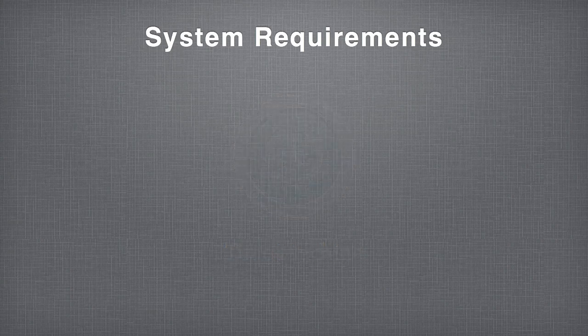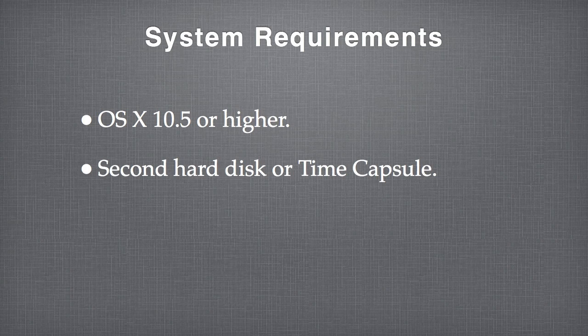To use Time Machine, you will need a computer running OS X version 10.5 or higher. 10.5 was released in October 2007, so if your Macintosh computer or its operating system is more recent than 2007, you have access to Time Machine. You will also need a second hard drive to store your backup.